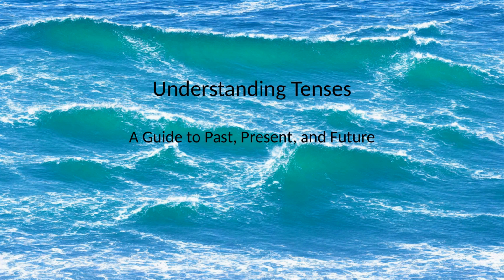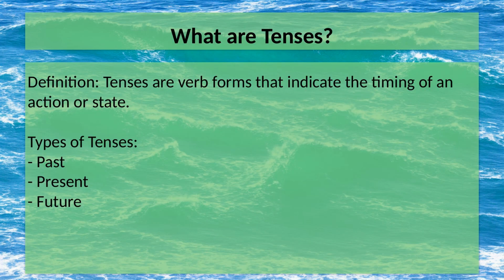Tenses are essential in English because they help us indicate the time of an action. By the end of this video, you'll have a clear understanding of past, present, and future tenses and how to use them correctly. So what are tenses? Tenses are verb forms that indicate the timing of an action or state. There are three main types of tenses: past, present, and future. Let's dive into each of these.